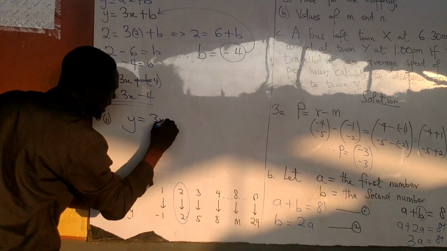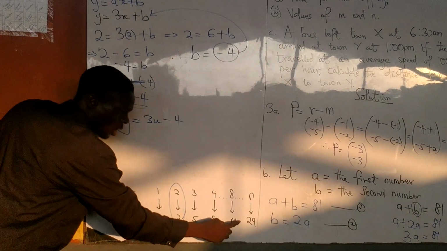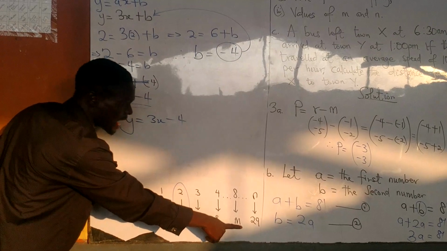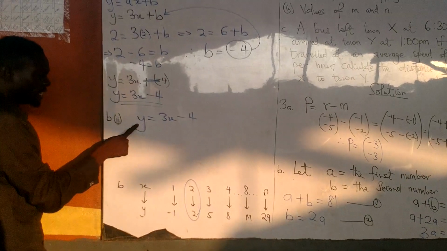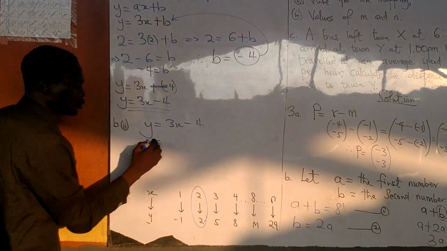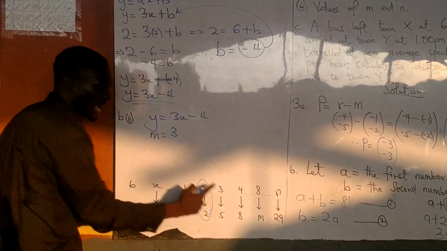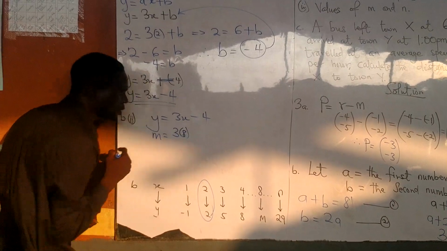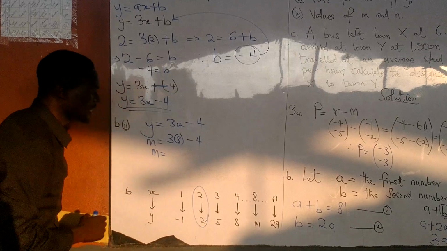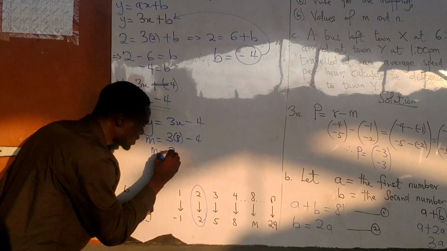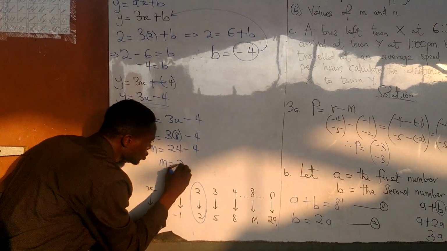y is equal to 3x minus 4. So m is what we are finding. Now where is the m located? It is located at the y, which is the codomain. So in place of this y, we are going to write m is equal to 3x. What is the corresponding x value for m? It is 8. So you place it there, then you multiply. Minus 4. So m is going to give me 3 times 8 is 24, minus 4. So it means m is equal to 20.